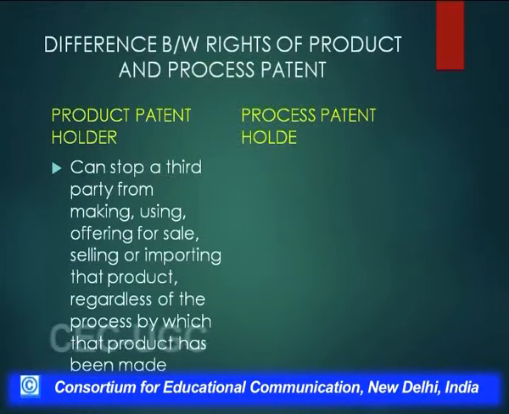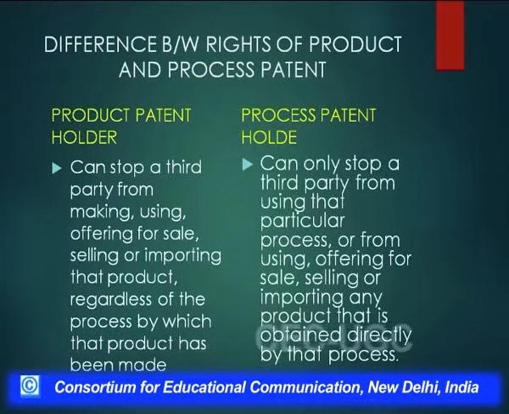What does the process patent holder get when he or she gets a grant of the patent? If you remember 48B as discussed just now by me, it says that the process patent holder can only stop a third party from using that particular process or from using, offering for sale, selling or importing any product that is obtained directly by that process. I would like to read it again for your convenience, friends. It says that the process patent holder can only stop a third party from using that particular process or from using, offering for sale, selling or importing any product that is obtained directly by that process.